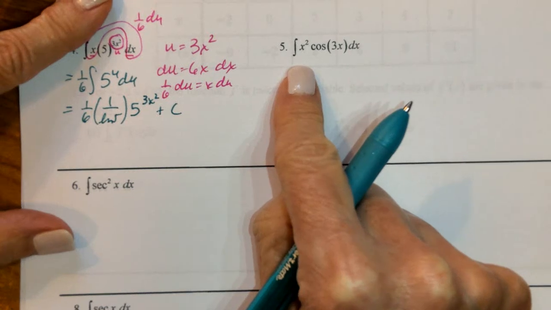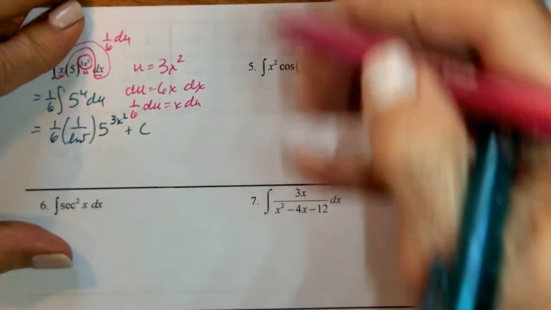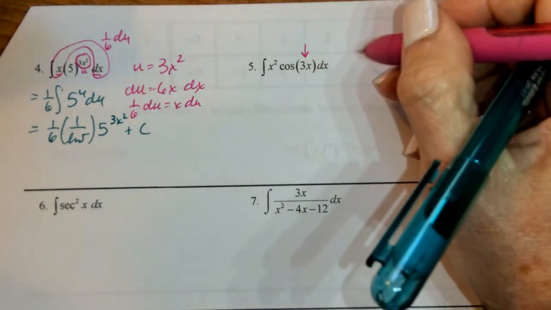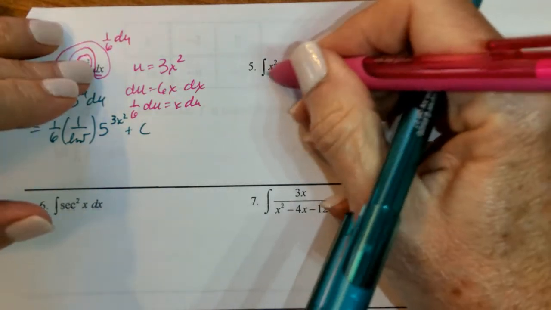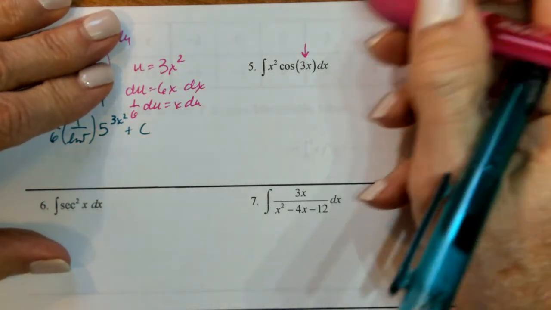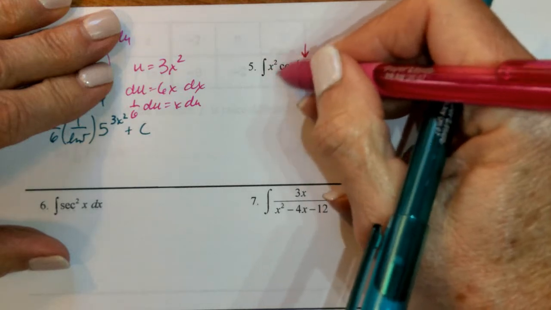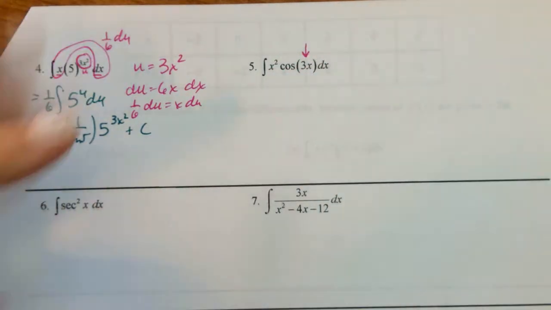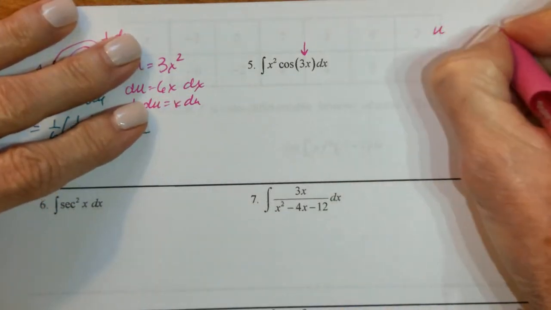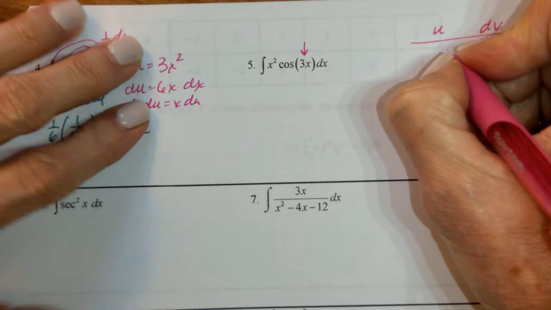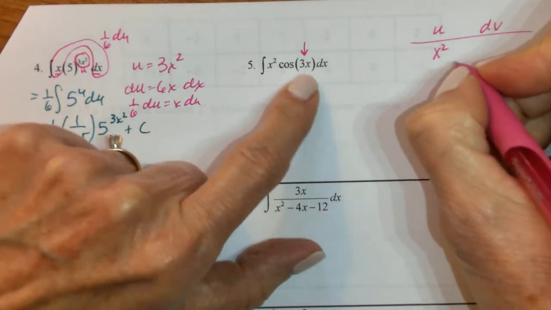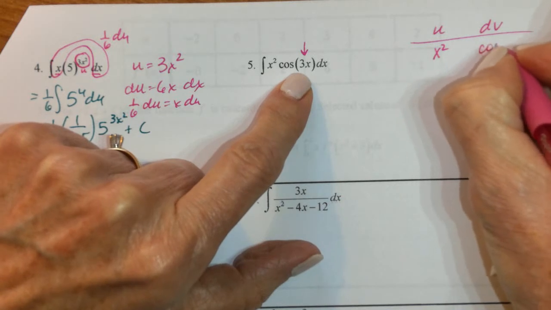Number 5. Here I cannot let u just be the 3x, because du would just be a number, and I have x squared out in front. This is one where we can use by parts integration because I have an algebraic function times a transcendental function. This is a good one to do using a table. So I'm going to set up my table, u and dv. My first u is x squared, and then my first dv will be everything else.